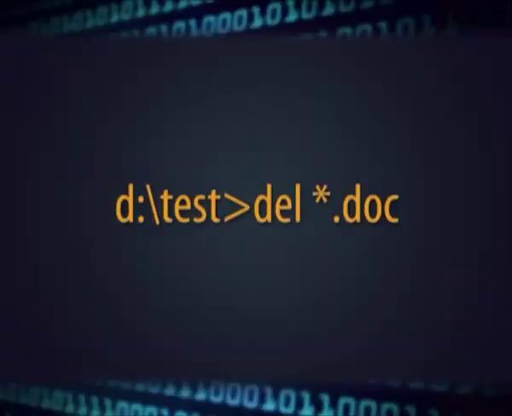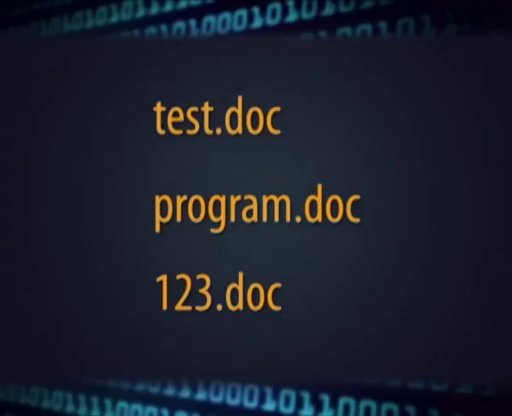The asterisk character can stand in for any number of characters. For example, d:/test del *.doc. This command will delete every file with the doc extension from the test directory of D drive. So, files like test.doc, program.doc and 123.doc will be deleted.